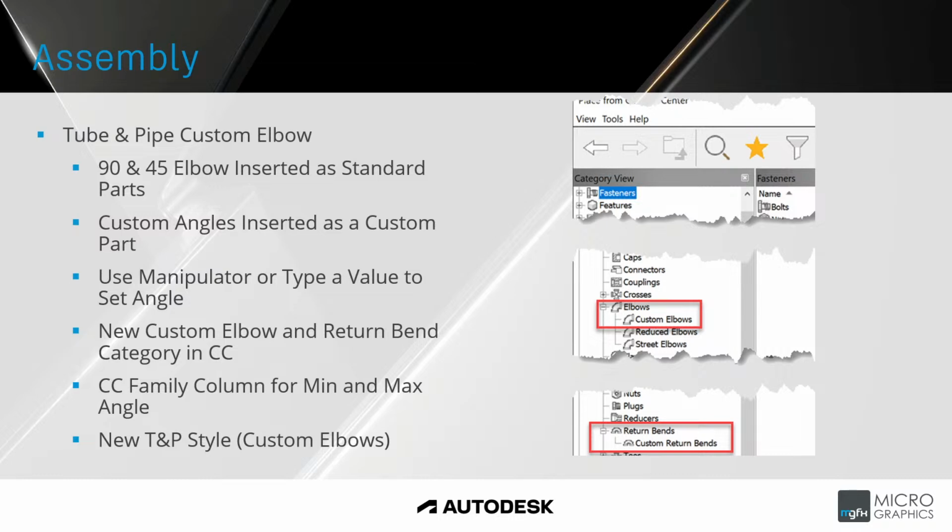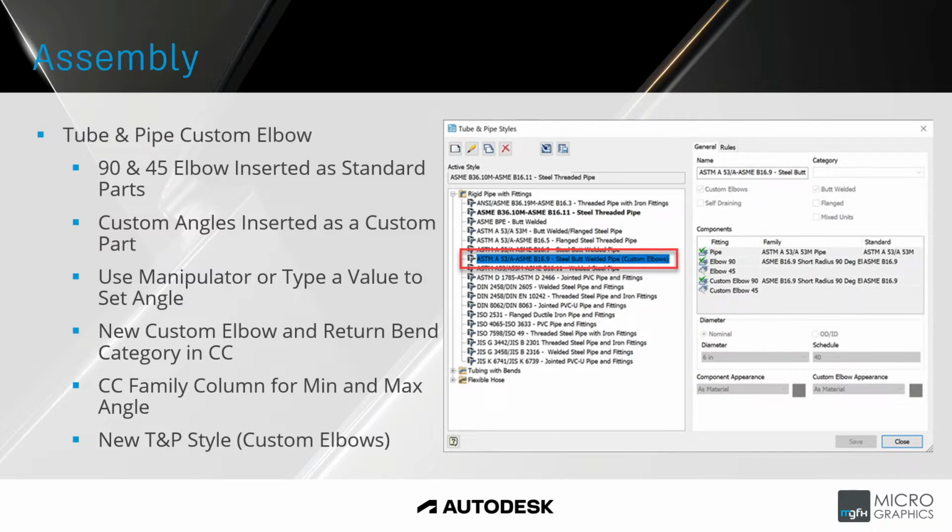And then to cap it all off, to bring it back into the tube and pipe environment, there is a new tube and pipe style called custom elbows. So you'll see if you go into tube and pipe styles, there is that ASTM custom elbows standard, which can be used as a base to then expand and create other standards from there.